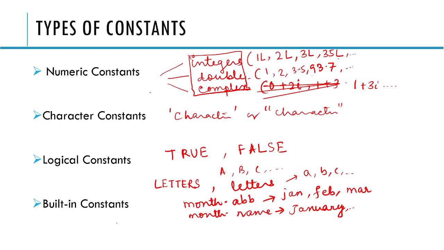Similarly, other built-in constants are also there, like NA, NULL, NA_real_, that is one built-in constant. NA_integer_ is also another built-in constant. So there are predefined or built-in constants available in R also. So these are the types of constants you are going to deal with.